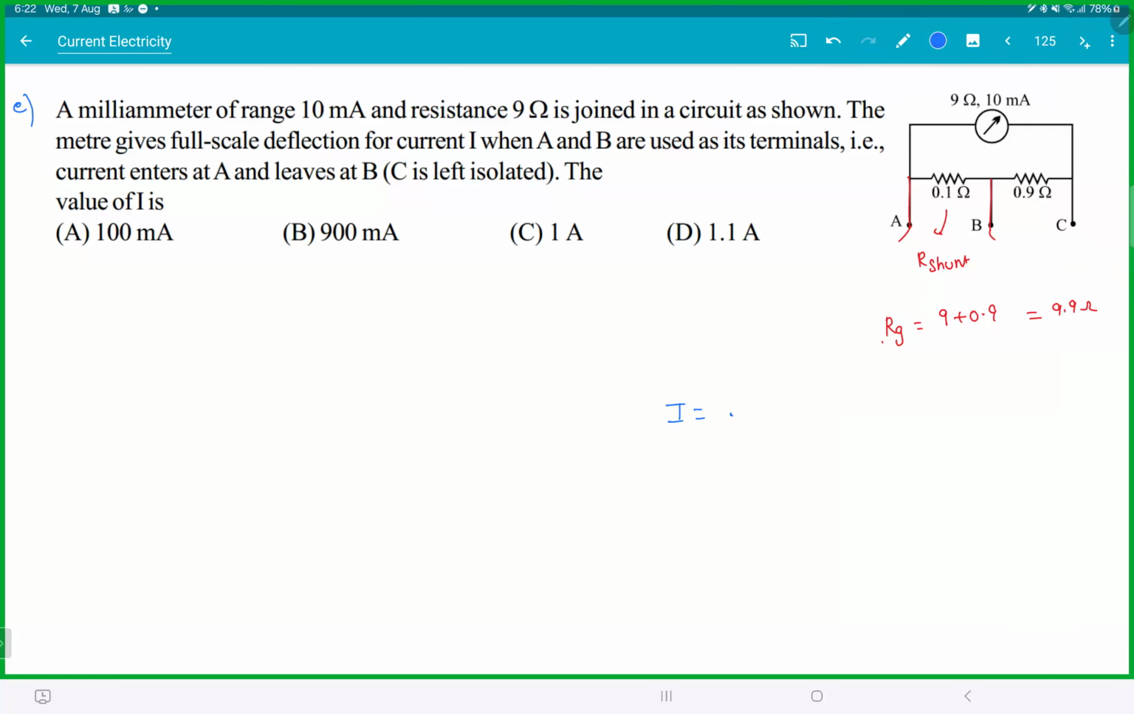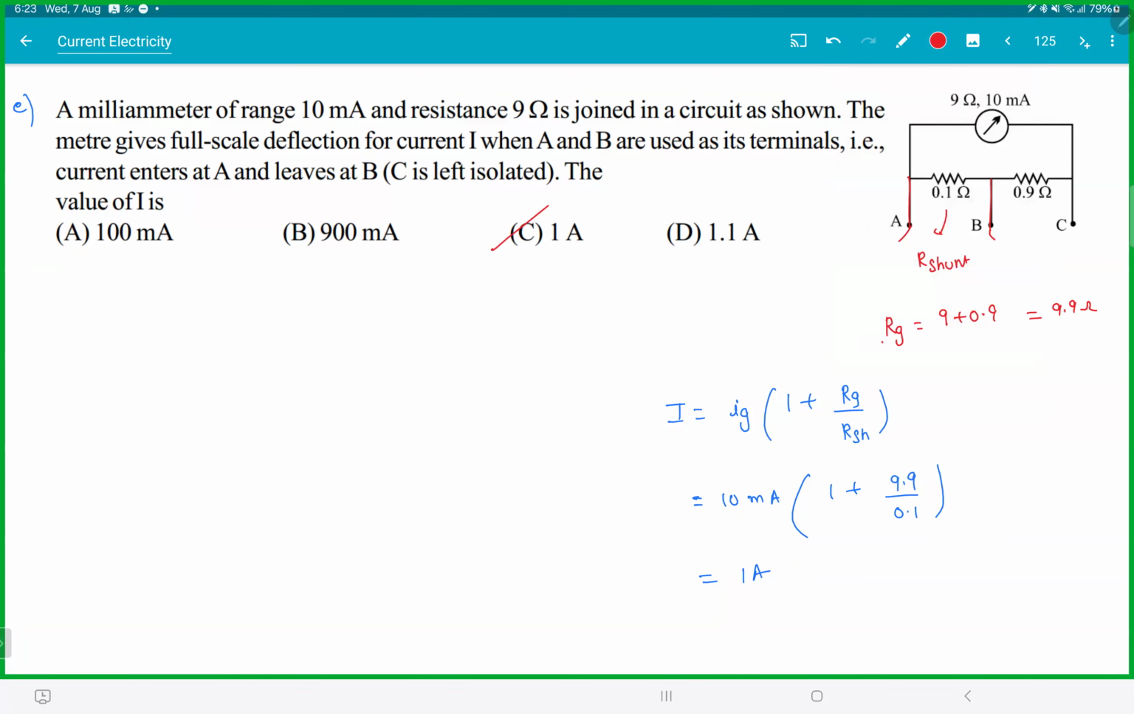So capital I is Ig into 1 plus Rg by R shunt. So you want to measure the maximum current. Ig is 10 milliampere. 1 plus Rg is 9.9 and R shunt is 0.1. That is 100. So that is 0.1 ampere or 100 milliamperes. So it's 1 ampere, no? Yeah, it's 10 milliampere into 100. Yeah. 1 ampere. My mistake. So 1 ampere.